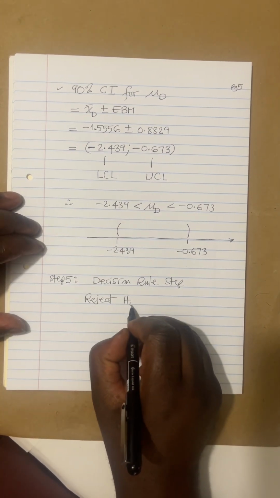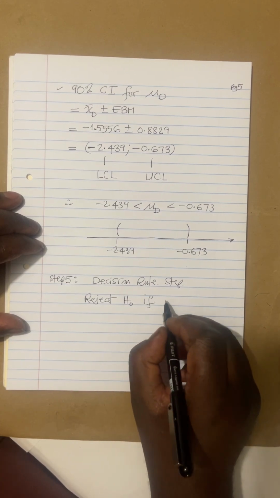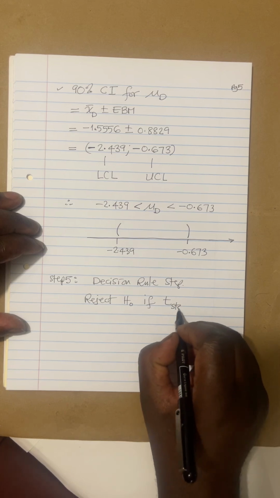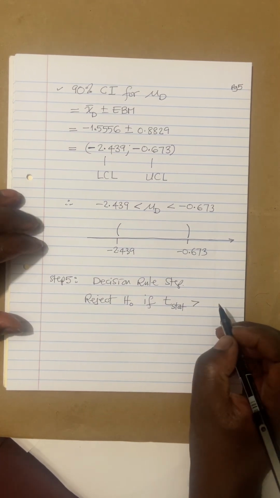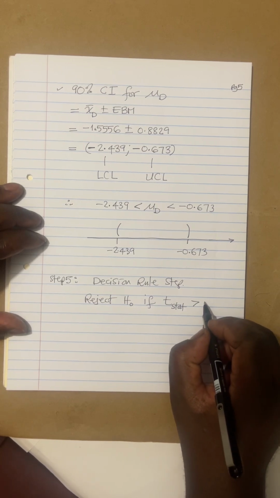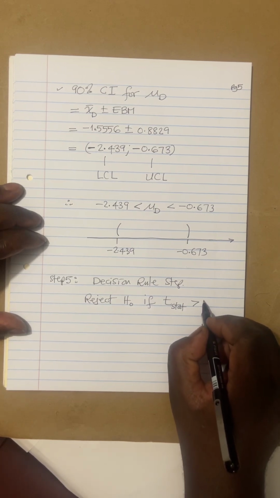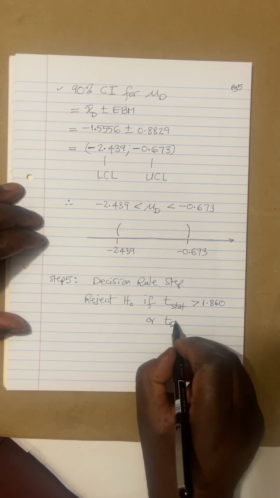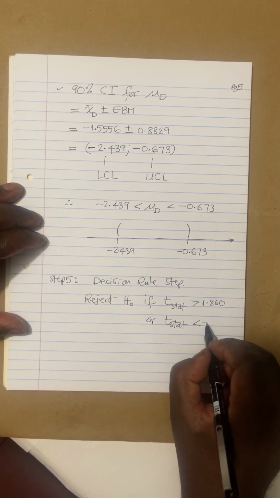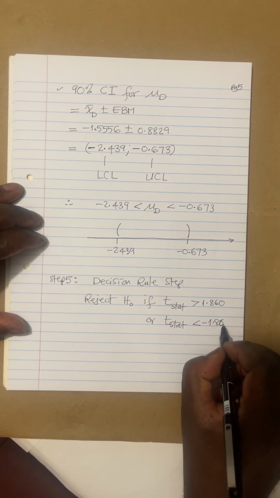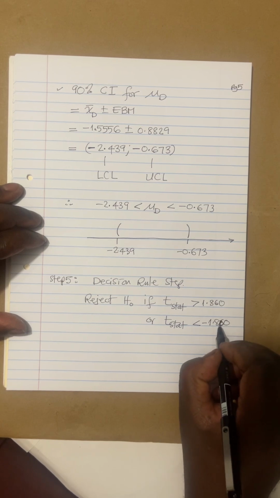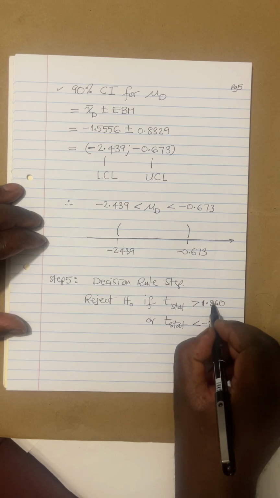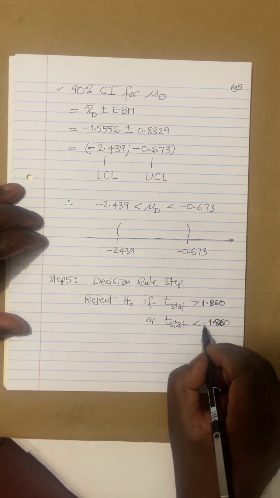the null hypothesis if, like in this case now, T stat is greater than our T critical, which is, I'm going to write the actual value here, 1.860, or our T stat is less than minus 1.860. Why am I saying this? Because this is a two-tailed test, so we must have plus or minus. There is your plus sign there. That number is positive and that number is negative.